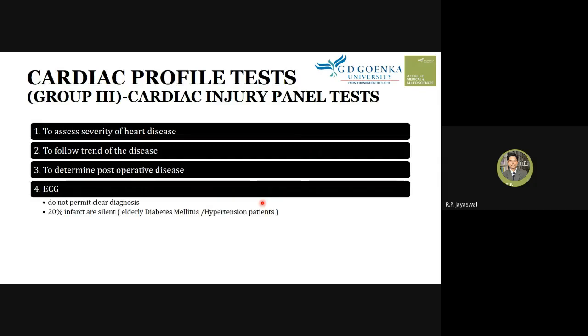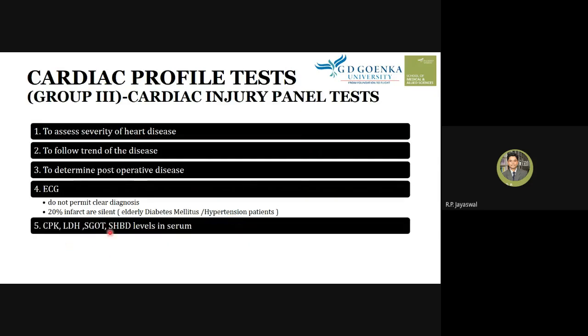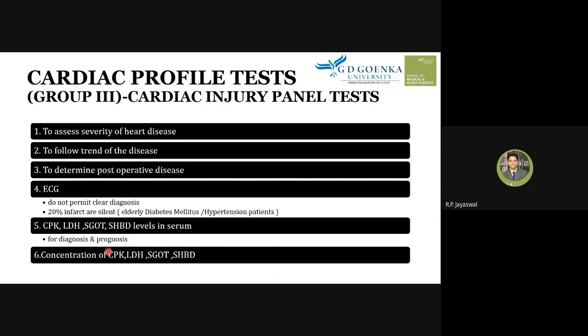which does not permit a clear diagnosis actually, because 20% of infarcts are silent. We know that 20% of infarcts or blockages are silent, and the ECG cannot give you a clear diagnosis, basically in elderly diabetes mellitus or hypertension patients. So CPK, LDH, SGOT levels in serum can be done, for the diagnosis and prognosis of heart disease. The concentration of CPK, LDH, and SGOT is directly proportional to the size of the infarct. So if the size of the infarction is bigger, then the concentration of these enzymes is also higher.